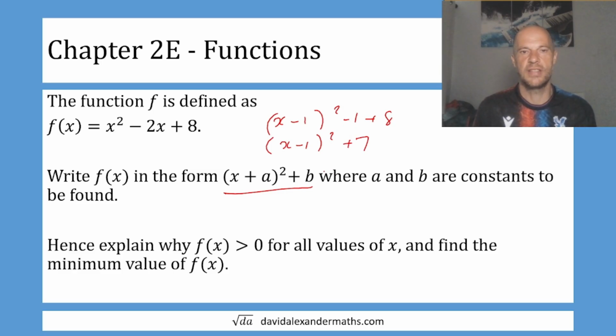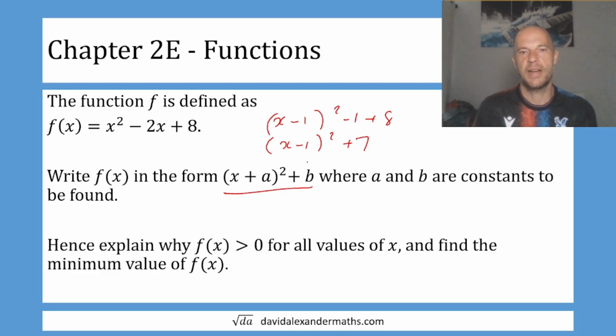Okay, so that is in the form of x plus a squared plus b, where a is -1. Even though it says plus a, quite often it could be negative, so don't worry about that. And b is +7. So why is this function greater than 0 for all values of x?